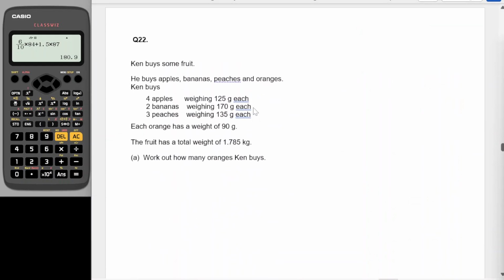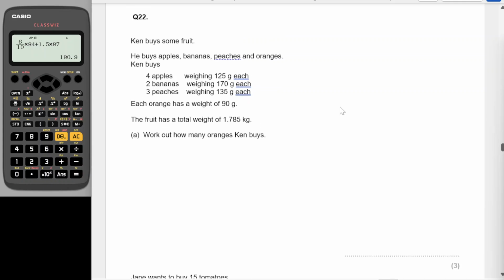Okay, question 22. Ken buys some fruit. He buys bananas, apples, peaches and oranges. We're given some information. Each orange has a weight of 90 grams. The fruit has a total weight of 1.785 kilograms. Work out how many oranges Ken buys.